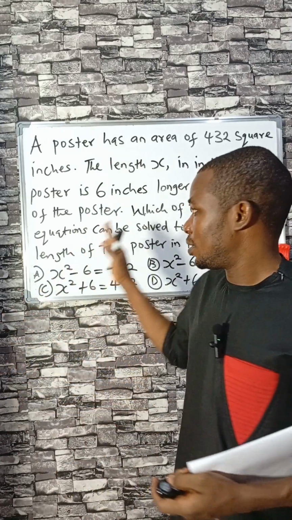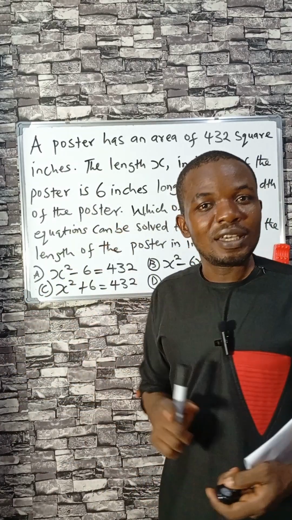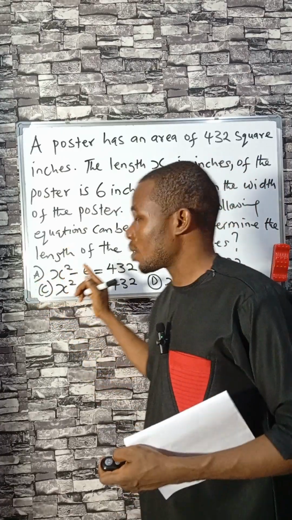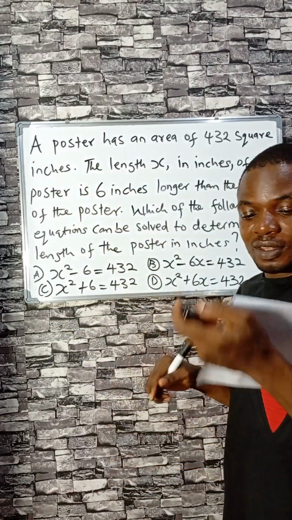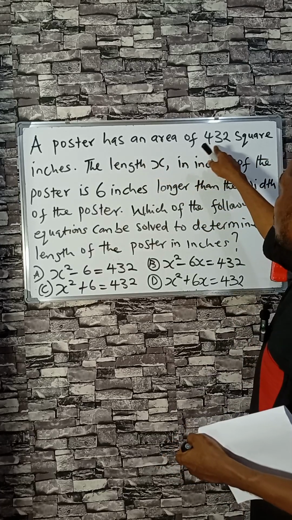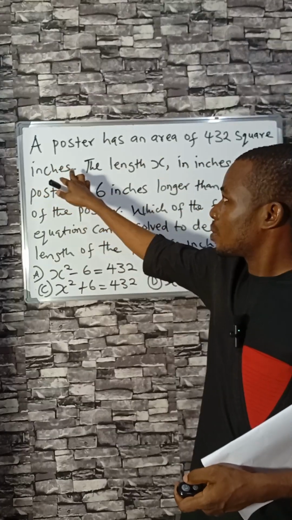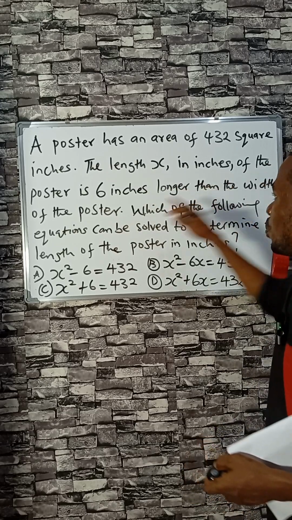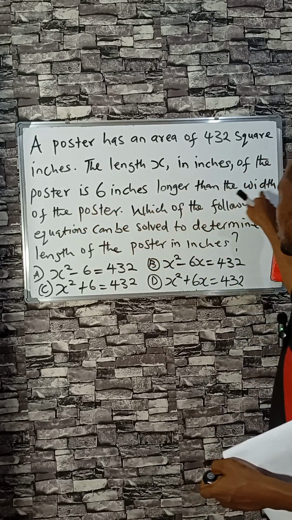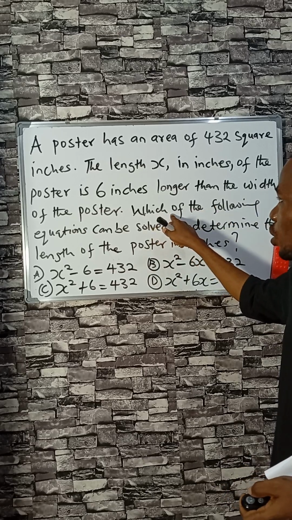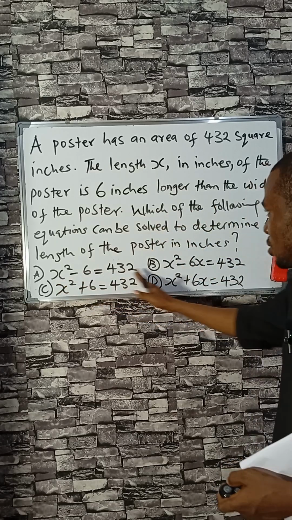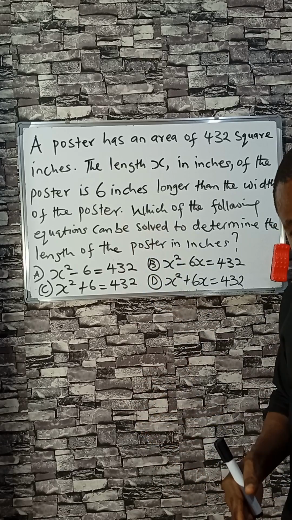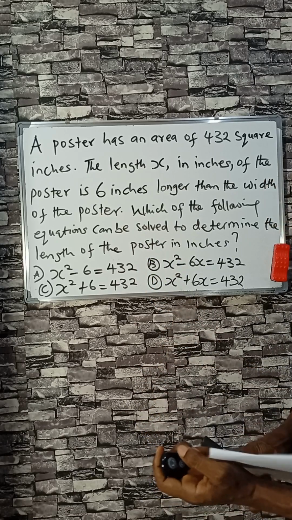We have a simple question on the board, but it requires us to think. Only very few people can do this. A poster like this has an area of 432 square inches. The length x in inches of the poster is 6 inches longer than the width. Which of the following equations can be solved to determine the length x of the poster in inches?